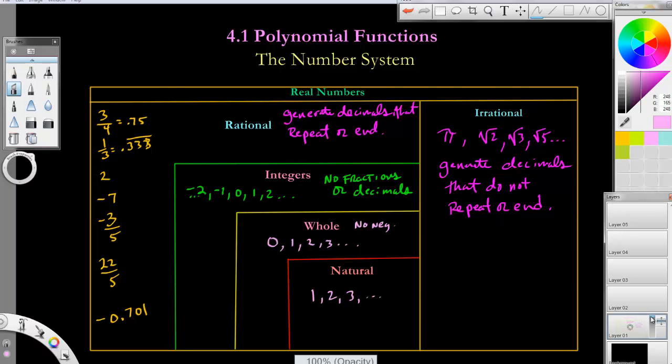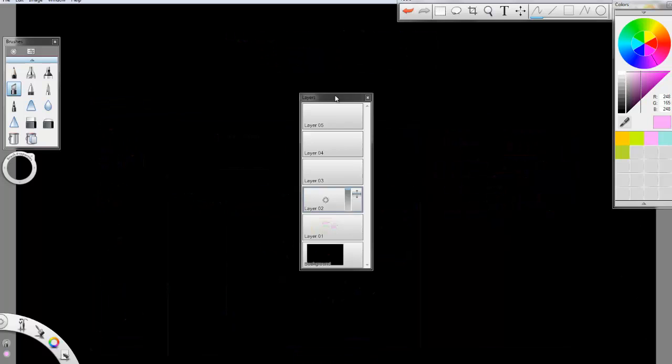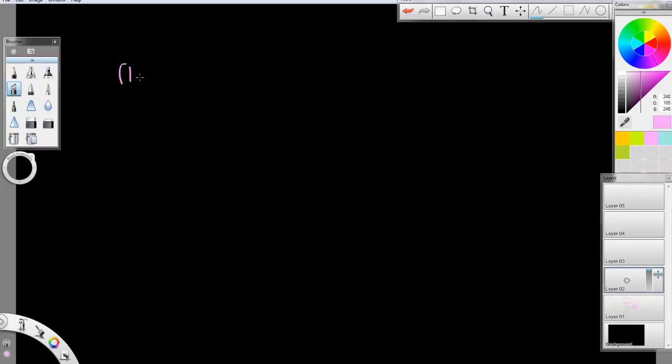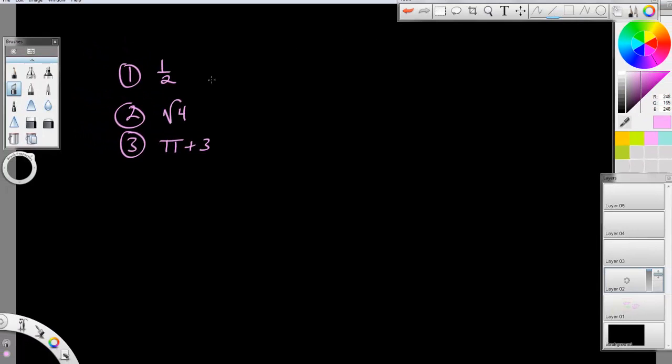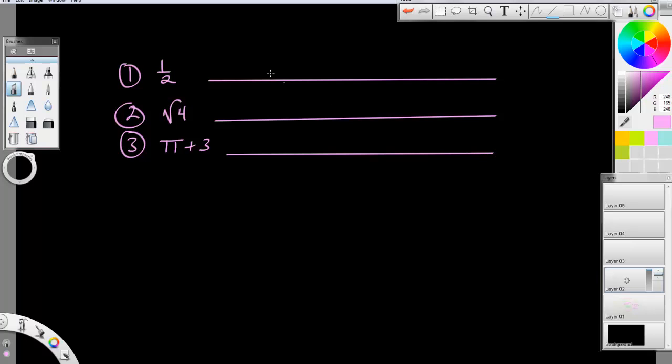So let's just try a couple examples. Let's number 1, 2, and 3, and let's take something like 1 half, and the square root of 4, and something like pi plus 3. Okay? So we're going to classify these now. So I'll make some blanks. Hopefully these come out straight. Kind of fighting the clock here. All right. So if we have 1 half, now I'm going to pause this. I want you to use your chart and try to figure this out. I'll be right back.